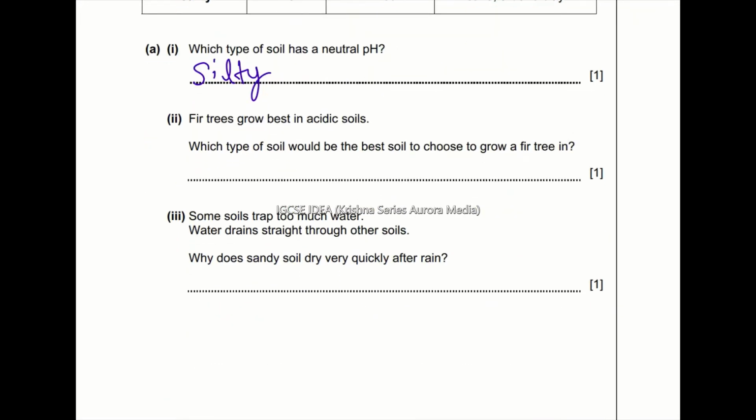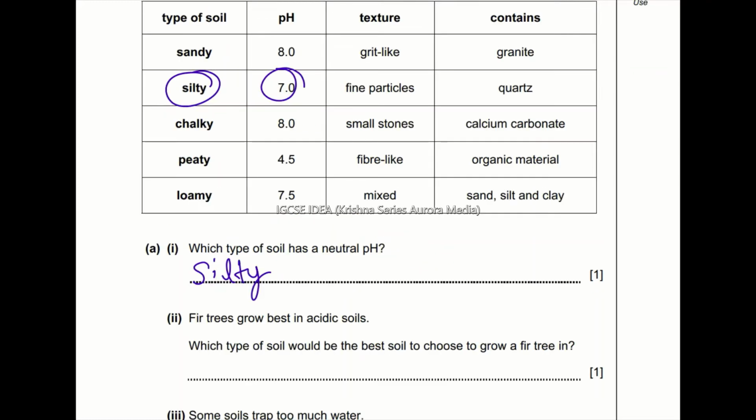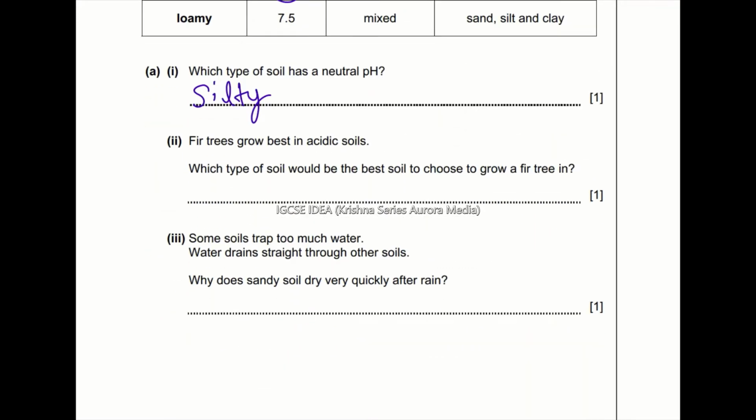Fir trees grow best in acidic soils. Which type of soil would be the best soil to choose to grow a fir tree in? Okay, let's take the most acidic, which is peaty soil. So fir trees would grow better in peaty soil.